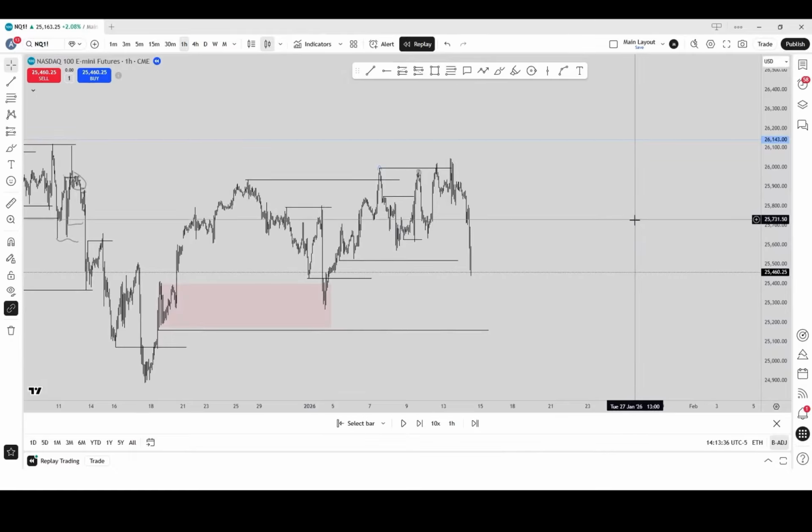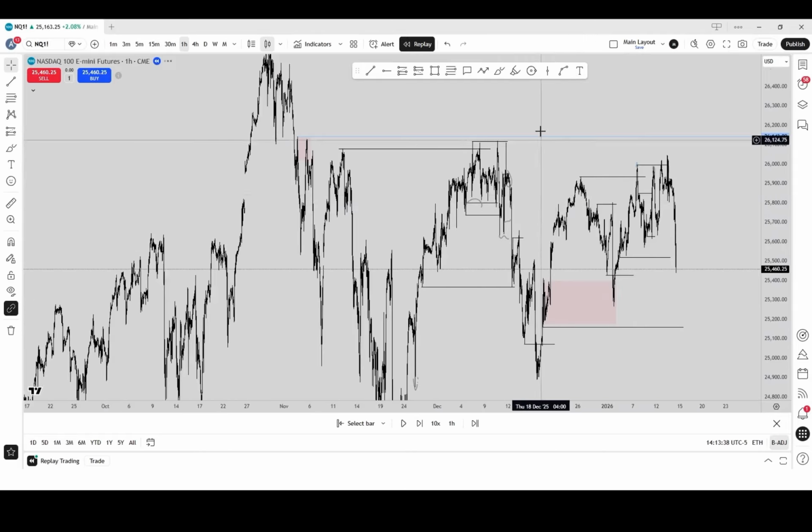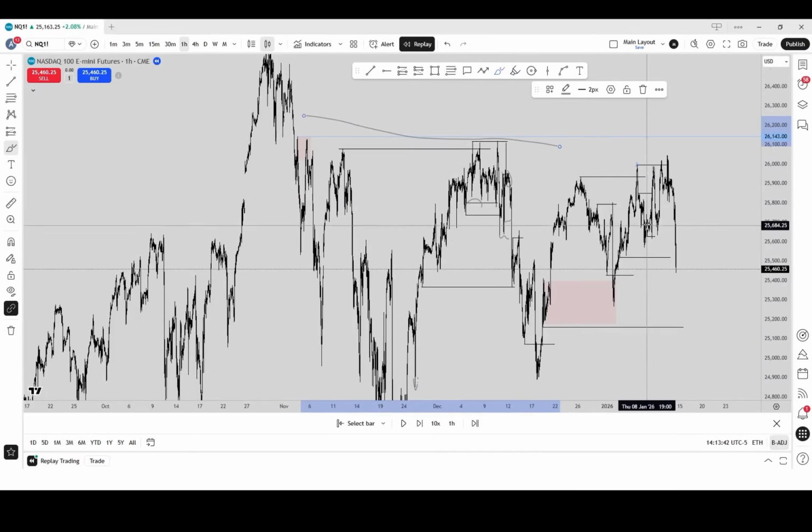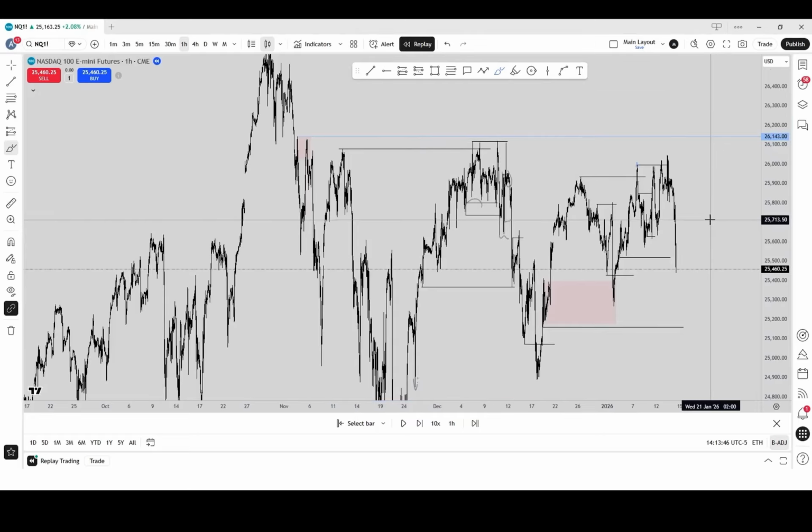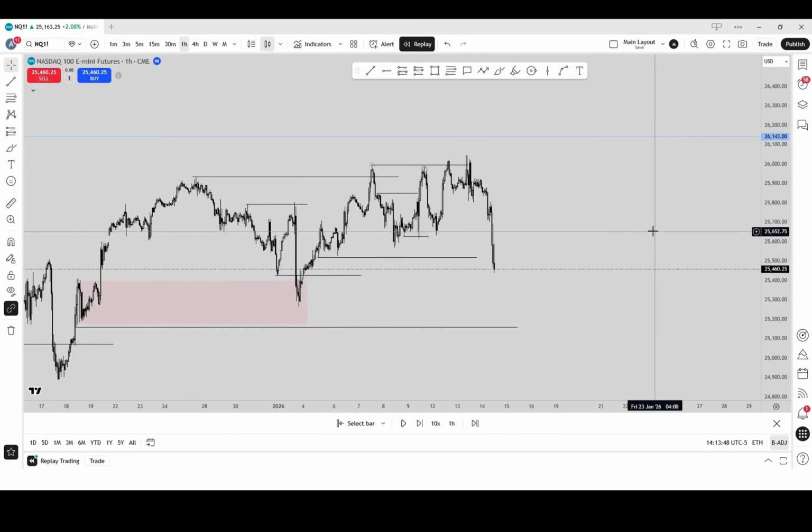Why was it low probability? Can you explain? Because here, any shorts, in my opinion, is going to be lower probability. Because of that reason. Alright?